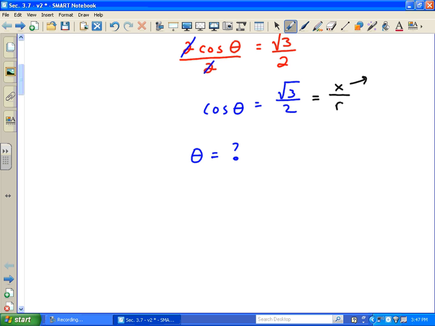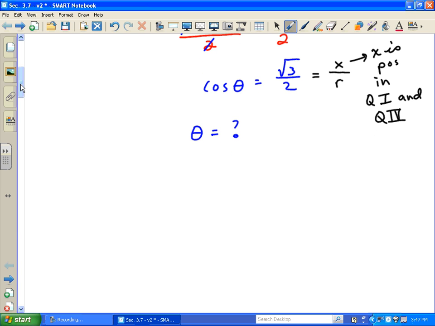Which quadrants is x positive in? X is positive in quadrants 1 and 4. That means I should draw at least 2 triangles when I'm trying to represent this in pictures. In quadrant 1, here's a triangle. In quadrant 4, there's a triangle. Now both of these triangles are going to have the same reference angles. Let's label our x and our r. The x is the square root of 3. That'll be the same for both triangles. The r is 2. That will be the same.